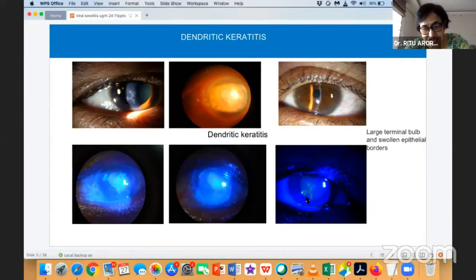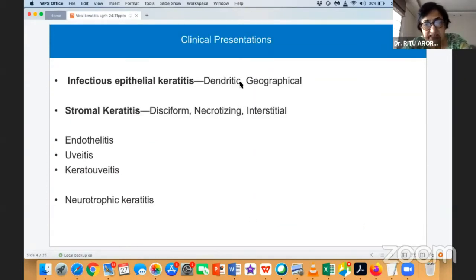And this picture is in between. How do we know when the dendrite is healing? You can see that the extent of the dendrite tends to diminish over a period of time. Clinically, it's important to know whether we are treating infectious epithelial keratitis, or is it the stromal element which is more, or is it the endothelitis, or the uveitis, or a keratouveitis, or a neurotrophic keratitis. So it is important to know what element of the cornea is more affected.